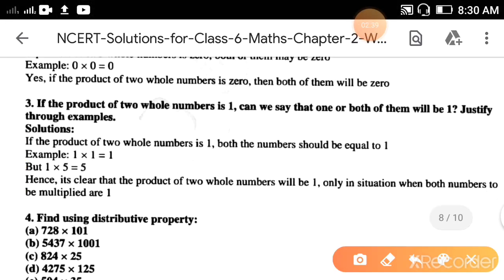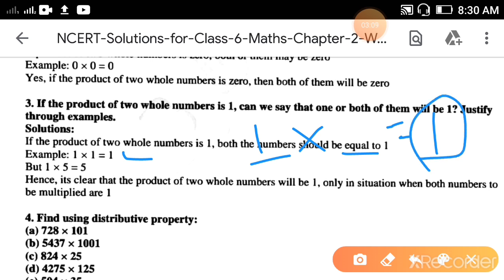Question number 3. If the product of two whole numbers is 1, can we say that one or both of them will be 1? Justify. Here the product of two whole numbers is 1. First example, 1 into 1 is equal to 1. If you want answer 1 after multiplying two numbers, and I put 1 here, and other than 1 I put here, then you will not get answer 1. Here 2, then 1 twos are 2, 1 threes are 3. Here also you have to put 1 only.